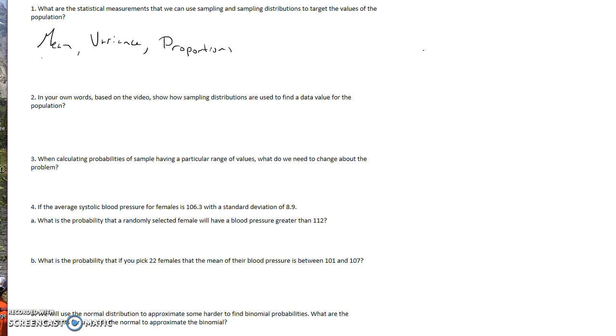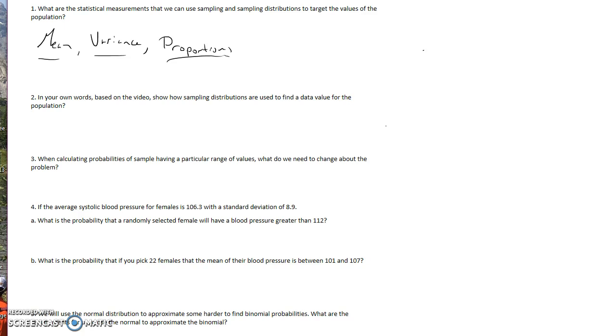So when you think about means, this is average, right? Variance, remember, is the measure of the spread. And proportions, remember, are percentages, like what percent of people are left-handed. So it says, in your own words based on the video, show how sampling distributions are used to find the data value for a population.